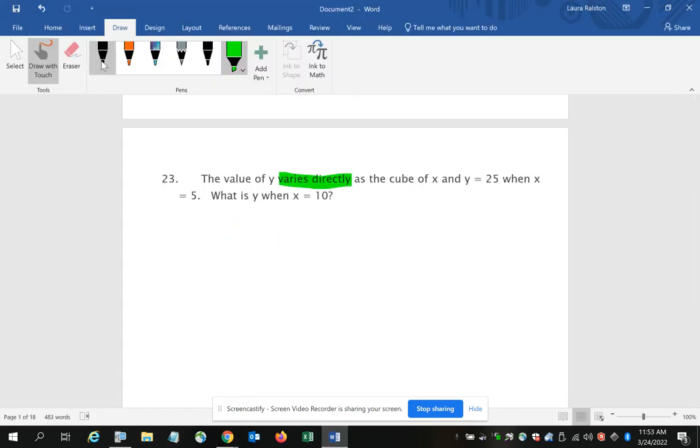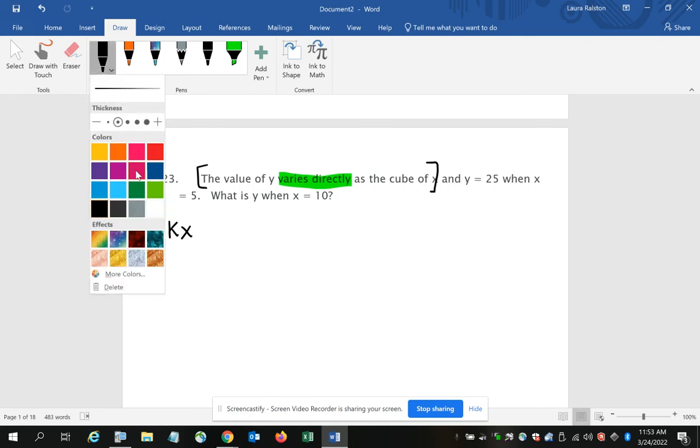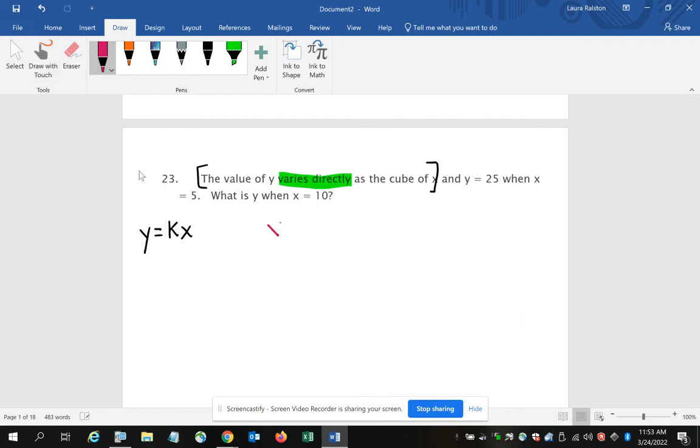Okay, so this one is varies directly, which means I'm going to use the formula y equals kx. That's the generic. But this first statement here actually gives me the formula that I need for this particular problem. I've got to translate it from the words to the symbols. So the value of y varies directly as the cube of x. So for this problem, my generic formula is y equals k x to the third.